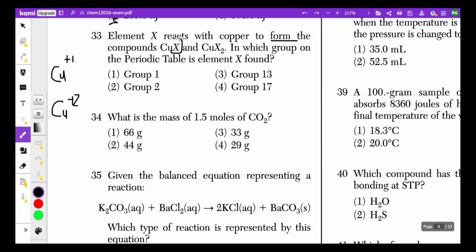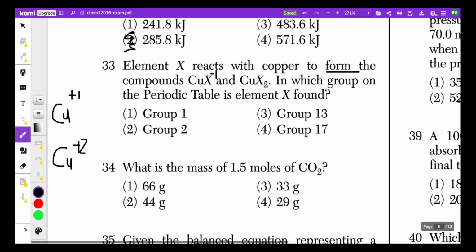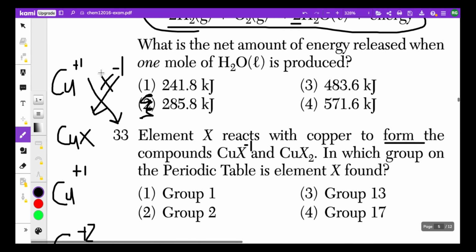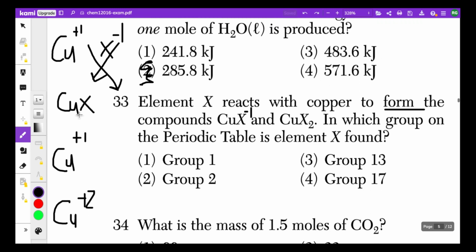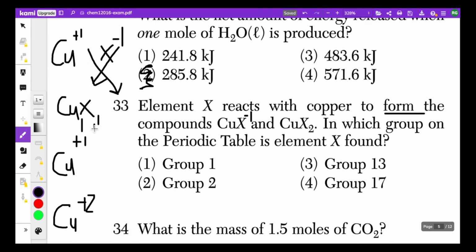So this X right here must have a -1 charge. And how do I know this? Well, let's say I'm pairing Cu+1 with X that has a -1 charge. If you do crisscross, you're going to get CuX. All right. So the oxidation number of your element becomes the subscript of your other element, while the oxidation number of your copper is going to become the subscript of your other element.